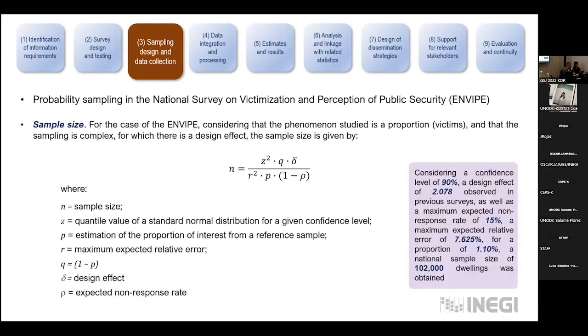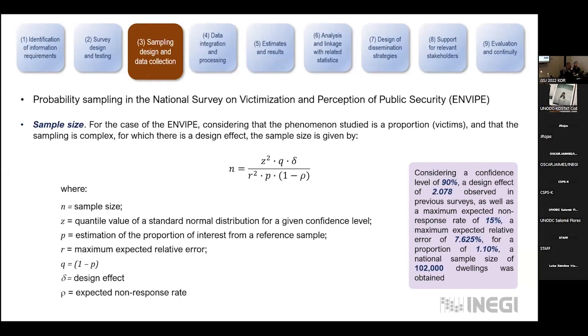So here we have the sample size formula. We use a combination of these parameters, which we've been adjusting through the different editions. The z value is the quantile value of a standard normal distribution, and the estimation of the proportion of interest is the average of each one of the states in Mexico. So it's 1.1%. That's the minimum probability of being victimized in a single state.